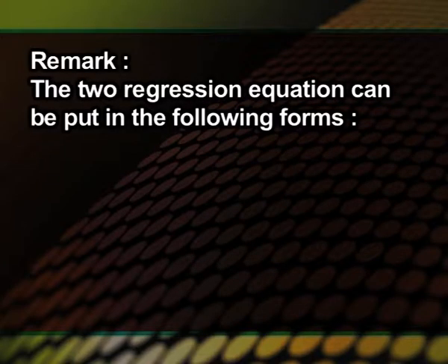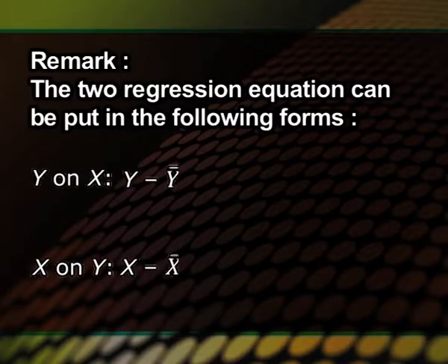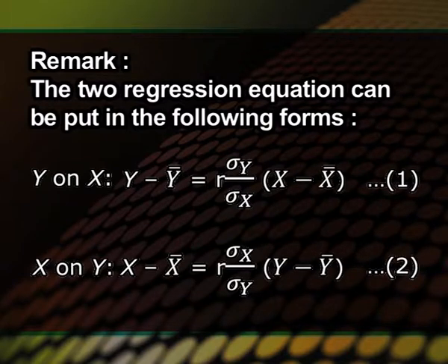The two regression equations can be put in the following ways again. Y on x can be written as y minus y bar equals r times sigma y by sigma x times x minus x bar, equation 1. And x on y can be written as x minus x bar equals small r times sigma x by sigma y times y minus y bar. So let's make this equation number 2.